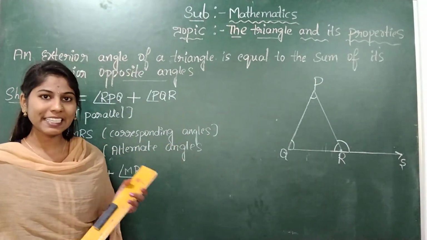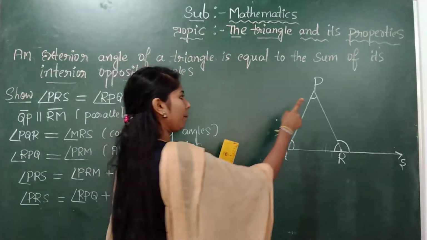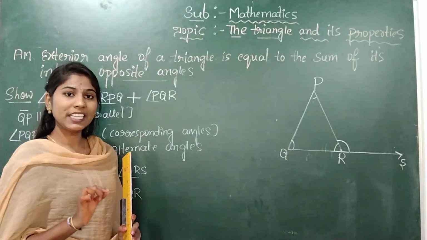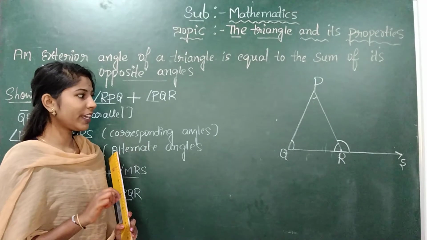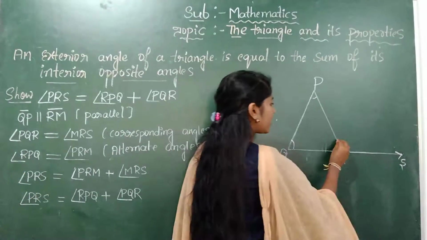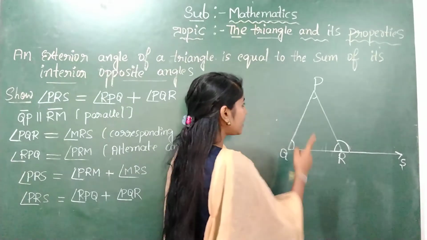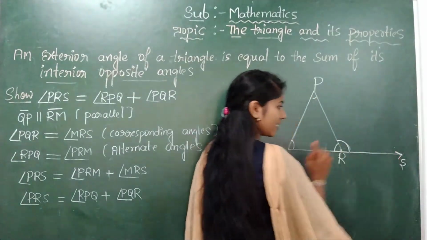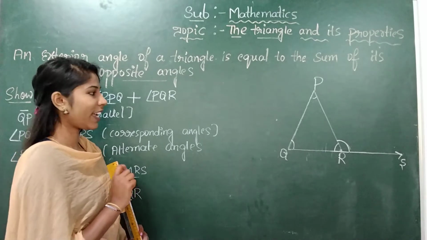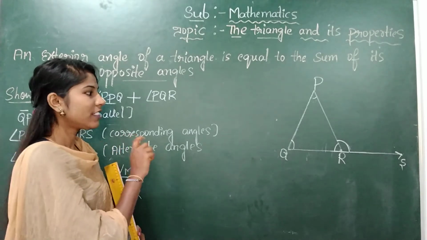So what are the interior angles? The angles P, Q and R are the 3 interior angles. When you extend this transversal, you will get the exterior angle, that is PRS. This is called an exterior angle of this triangle.